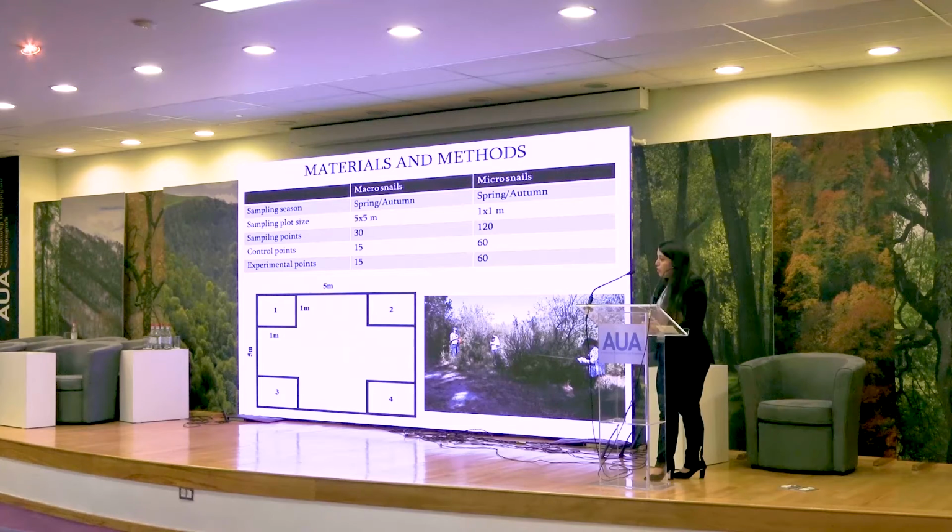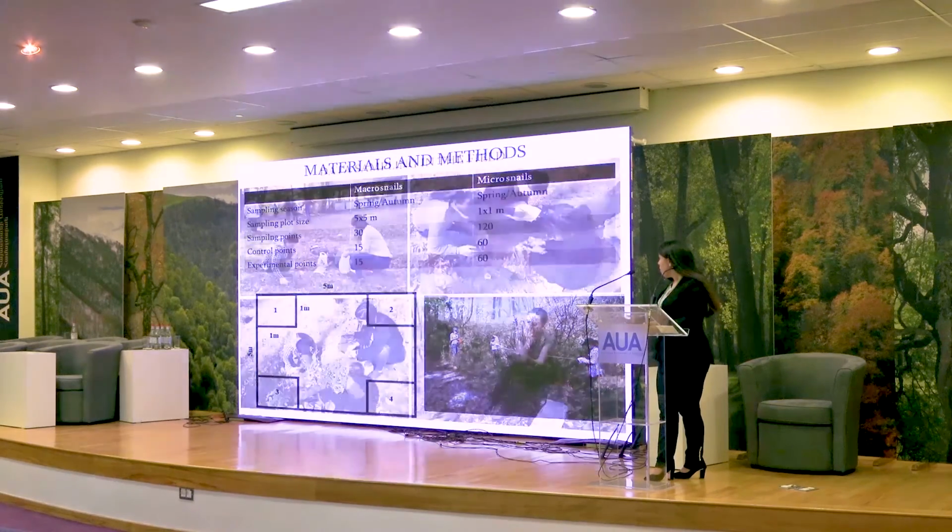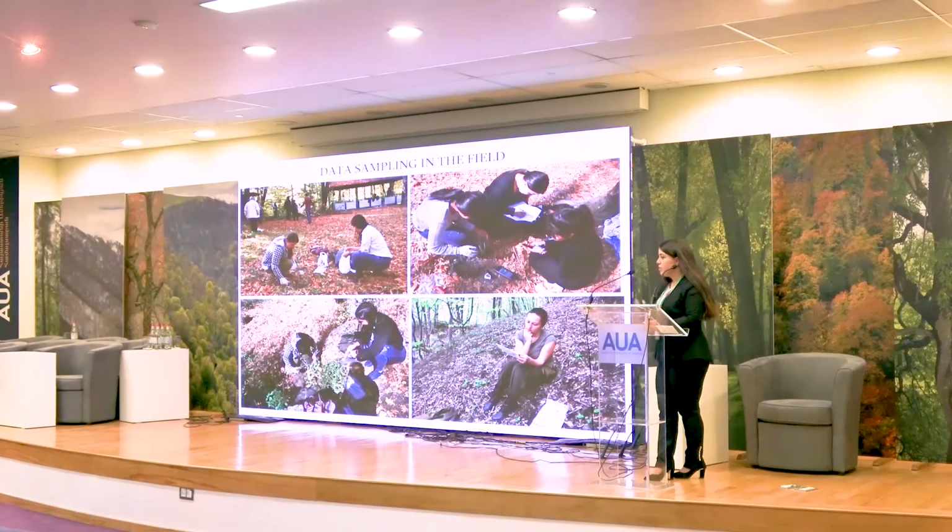For the sampling points, for each of the 5 sites, Jukhtakvank, Havartin, Aramnavank, Pars, and Gorsh Lakes, we had 3 different points. One was close to the monastery, another close to the road, and the other close to the ecotouristic trails. And for each of them, we had control areas. So in total, we had 30 points for macro snails and 120 points for micro snails: 15 control and 15 experimental points, and for micro snails 60 each. And we are going to do the same sampling for the autumn term.